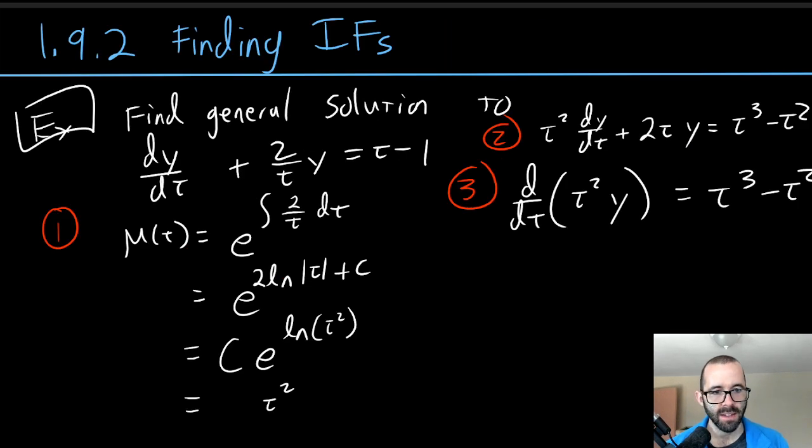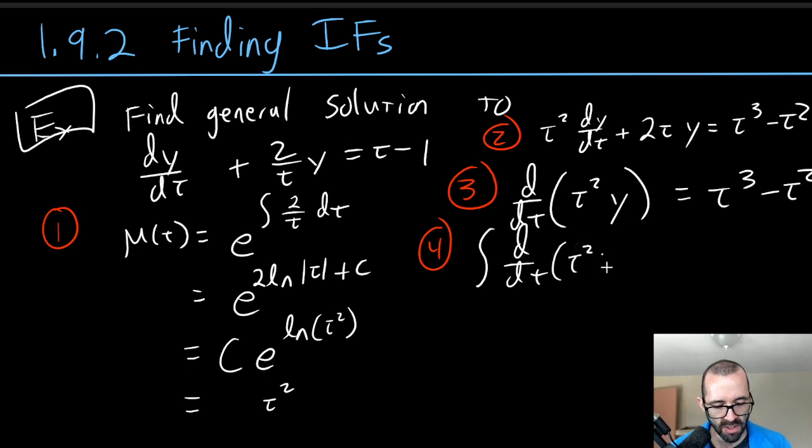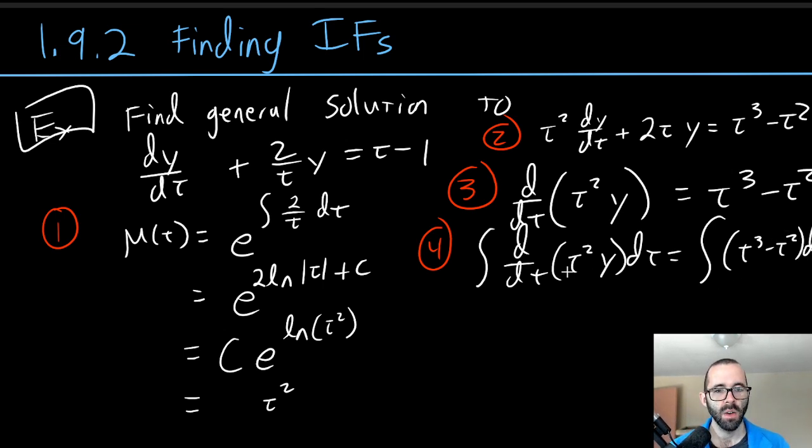All right, so that's great because what do we have? We can integrate both sides with respect to t. Right? So if we do that, that's going to be step 4, integrate and solve. We're going to get the integral of the derivative of t squared y dt equals the integral of t cubed minus t squared dt. Well, what's the integral of the derivative of something? Just itself, plus c. So we'll have t squared times y plus c.